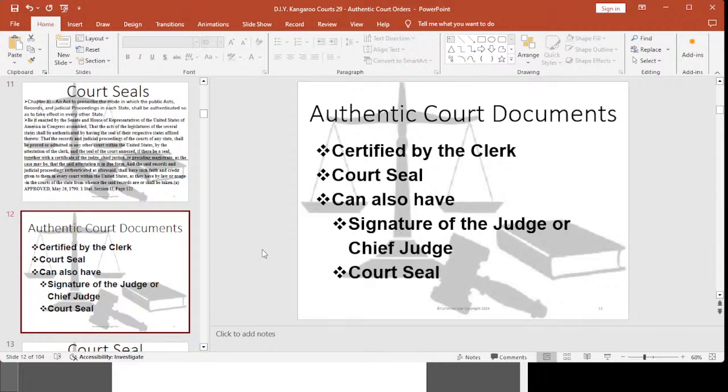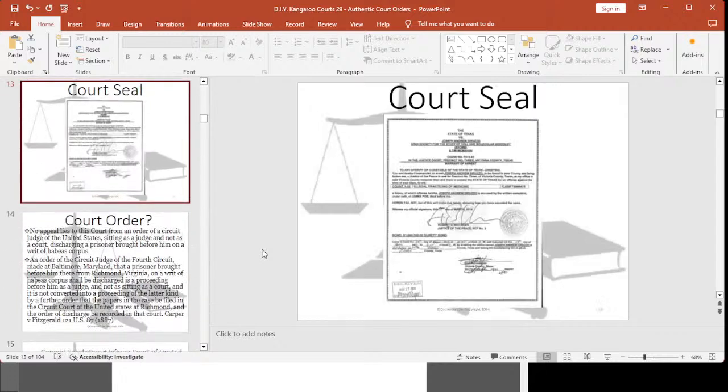So to sum it up, it can be certified by the clerk. It's got to have a court seal. It can also have a signature of the judge or chief judge, but it's got to have a court seal no matter what. Also have to have specific language. By the dignity of the state and whatever, it has to have certain language also.